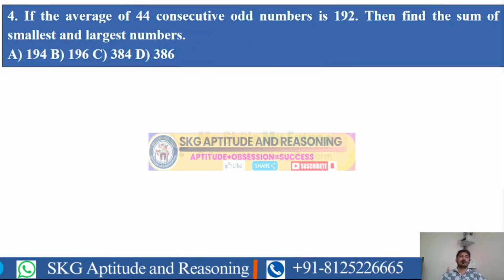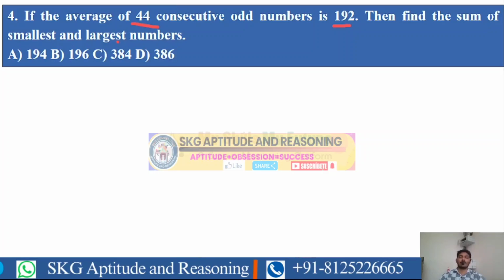And here is the next problem. The question says: if the average of 44 consecutive odd numbers is given as 192, then find the sum of the smallest and largest number. So there are 44 consecutive odd numbers and the average is given as 192.